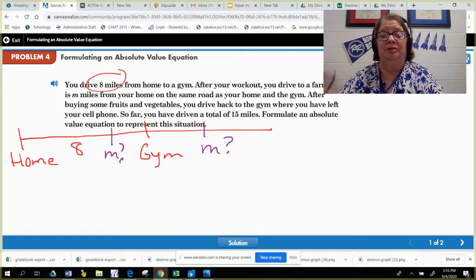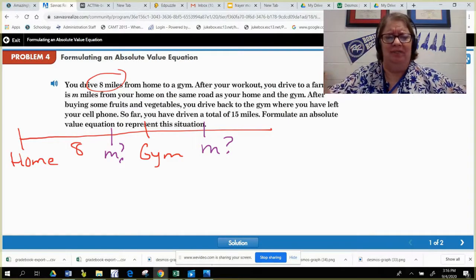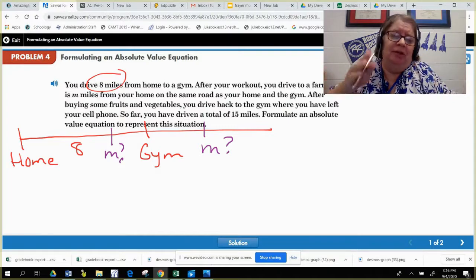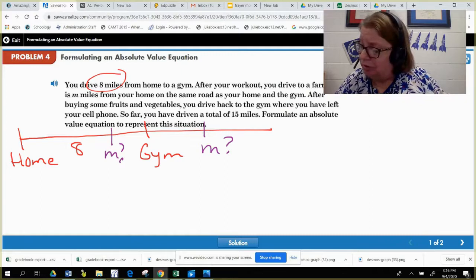Okay, that's where our absolute value is going to come in, because there's two. You know how all our absolute value equations have had two, we split it and we had a positive and a negative? That's what this is. So we don't know if the m is over here or over here. So we're going to make an absolute value equation.